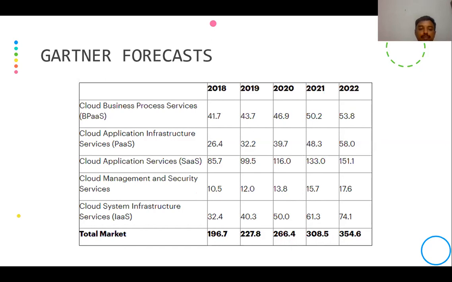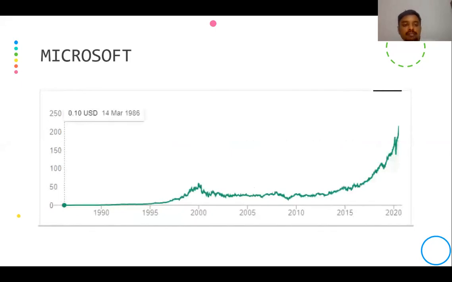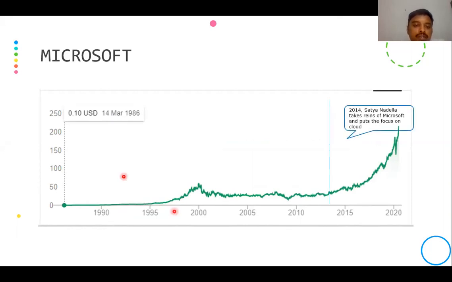Let's look at what is actually happening with one of the providers of cloud. Here I have the market cap, or the stock price, of Microsoft since its inception. Microsoft started in 1986 with $0.1. And you can see the trajectory of Microsoft up until 2014. 2014 is when Satya Nadella took the reins of Microsoft, and he put the focus on improving their cloud services, right? And then you see the growth after 2014.